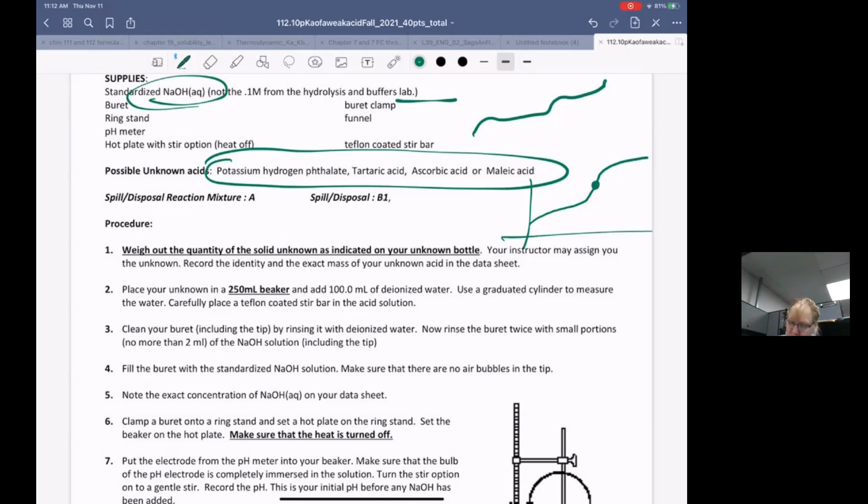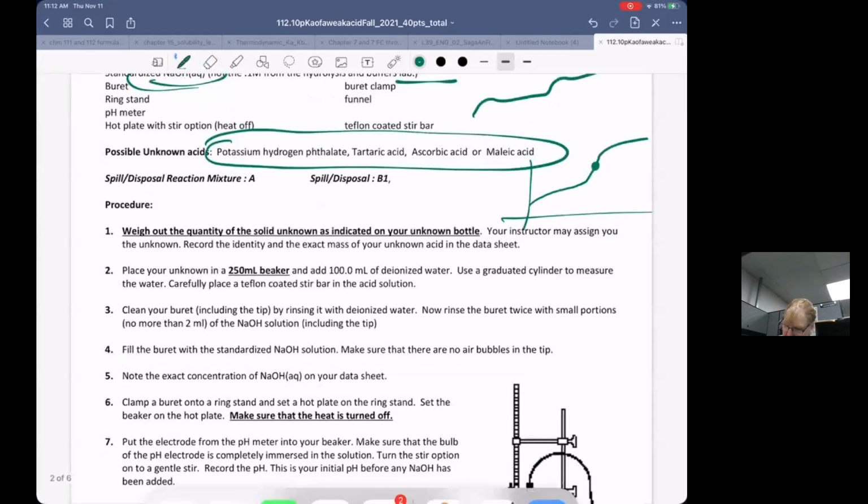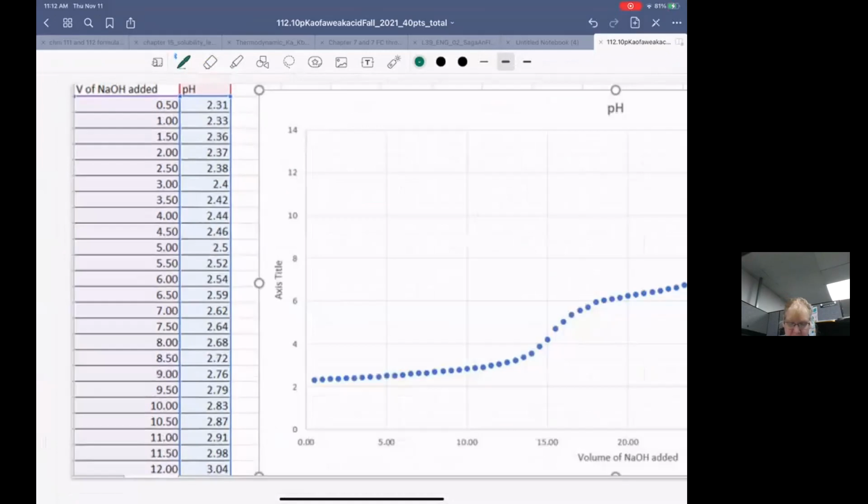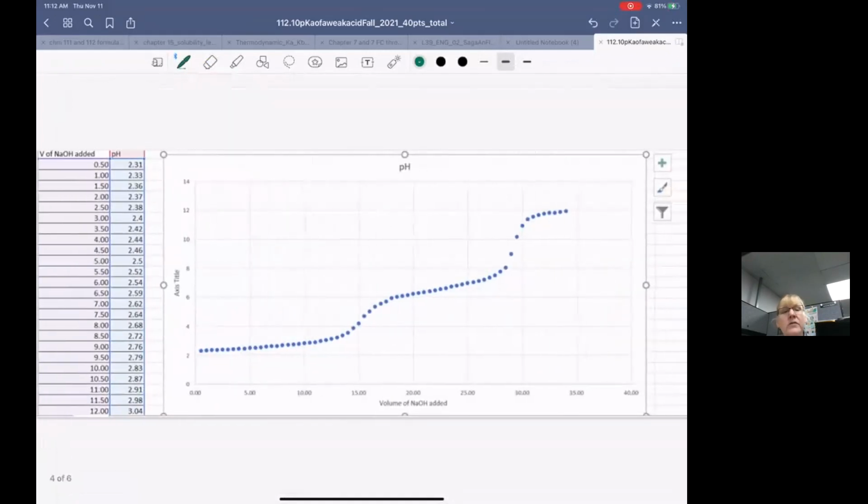Make sure you weigh out the amount that you're required or requested to. You record that, and then we're going to titrate this. Now, when you titrate this, what you're going to end up with is a lot of data. So if we take a look at some data on this one, and this is just a small amount of a student's data. This is the diprotic acid. We know this has got 2 protons on it because we have 2 inflection points.